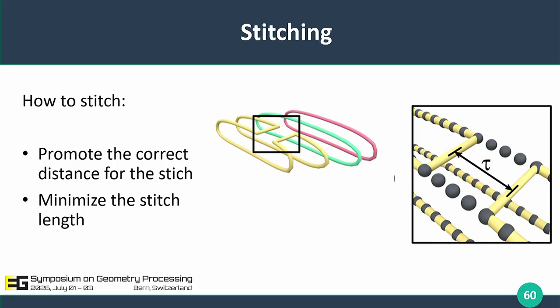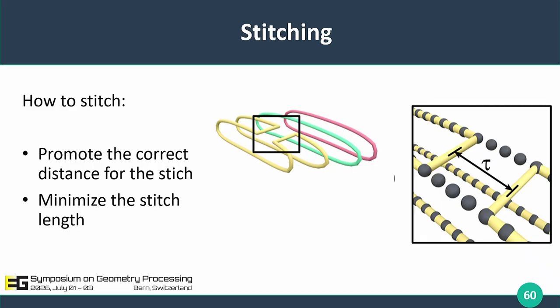For the stitching step, the main objective is to promote that the paired stitching segments lie at the correct distance. And to achieve this, we uniformly sample the curve and enforce stitching points to be separated by the distance tau. And among all the possible stitching candidates, we then select the pairing that minimizes the length of the newly introduced segments.